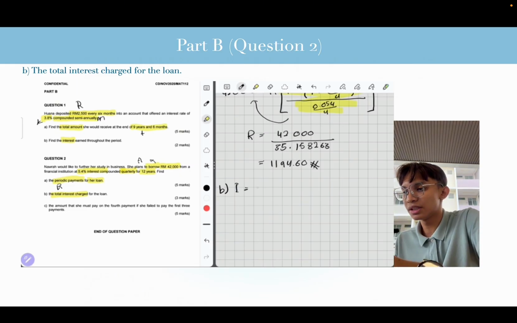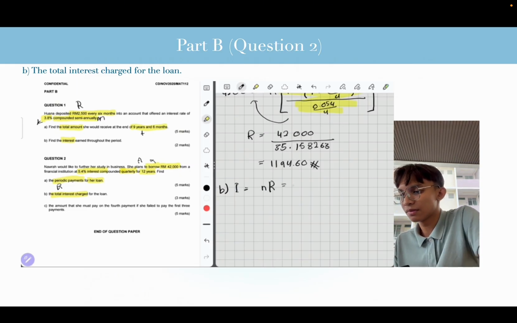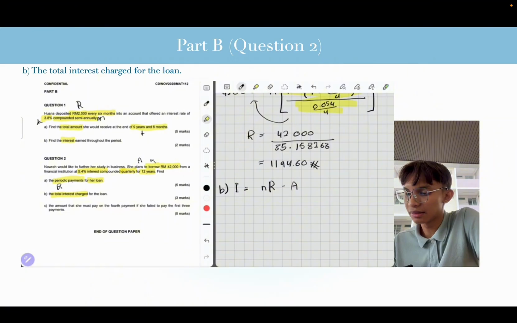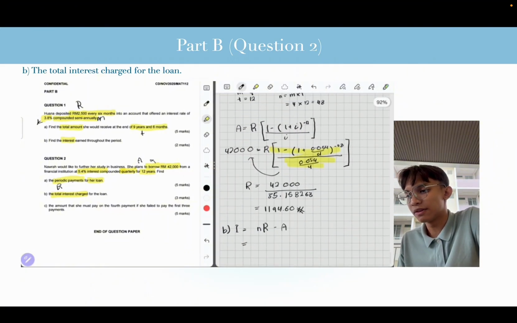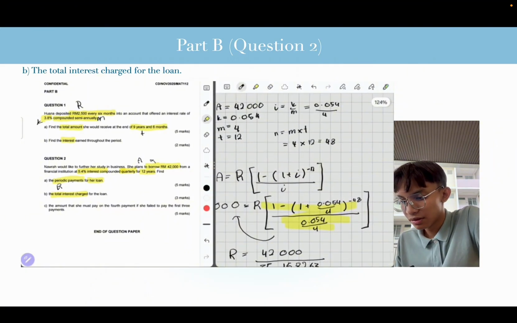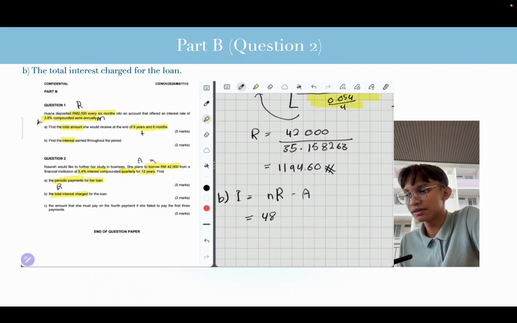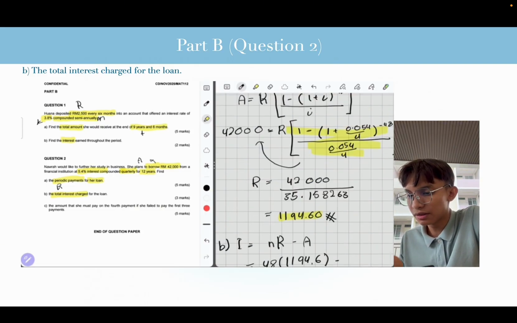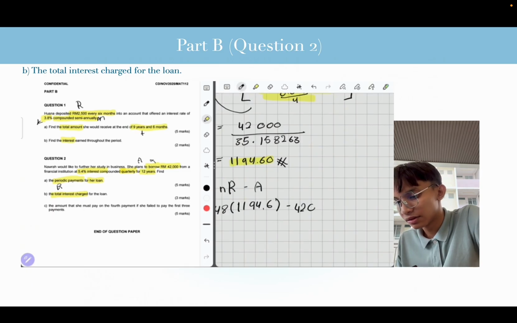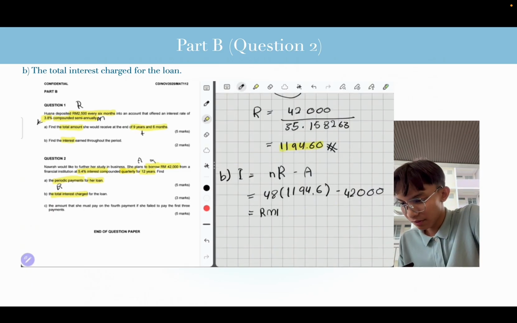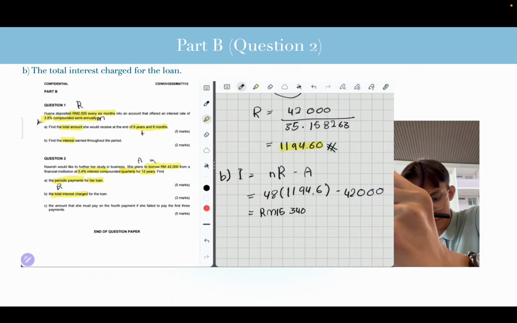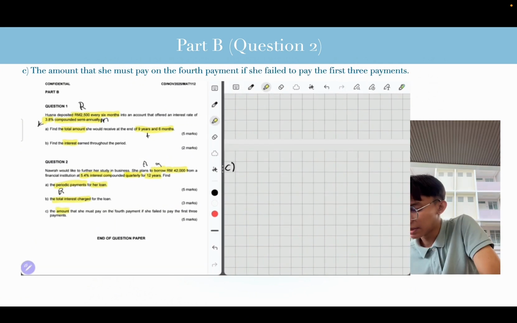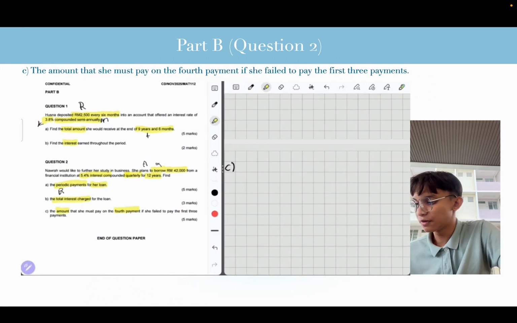Next is the total interest charge. So the formula for this question is I equal to NR minus A. Just use the information before. N equal to 48, R equal to 1194.6, minus our A, which is 42,000. You will get RM15340.80.